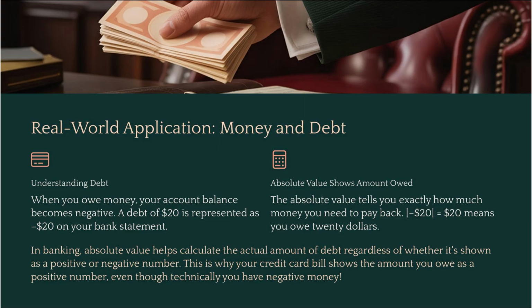Absolute value is especially useful in finance. If you have a debt of -$20, the bank cares about the absolute value, $20, which is the actual amount you need to pay back. The negative sign just indicates the nature of the number, while the absolute value indicates the magnitude of the debt.